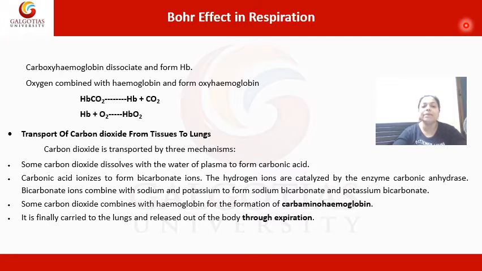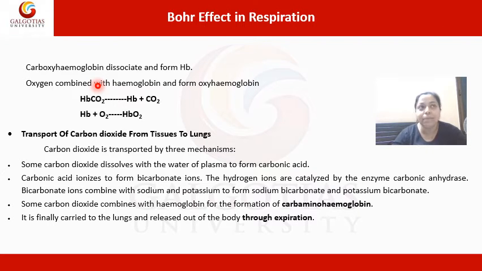Now, carboxyhemoglobin dissociates and forms hemoglobin. So first we see that it is the carboxyhemoglobin, that is the combination of carbon dioxide with hemoglobin. It breaks down, giving rise to hemoglobin and carbon dioxide. Now, this hemoglobin, which is formed by the breaking down of carboxyhemoglobin, reacts with oxygen to give you the oxyhemoglobin.